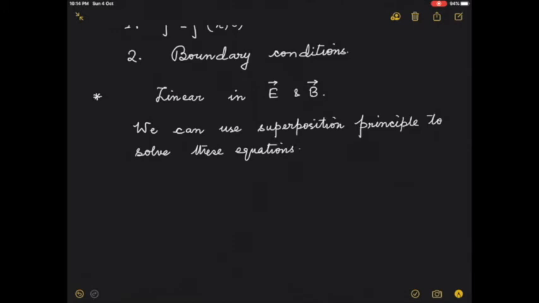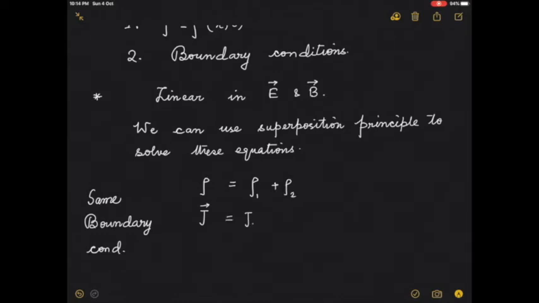What do I mean by that? Well, if I have the same boundary conditions, and say I solve, so I have rho and j given to me, and I write rho equals some rho 1 plus rho 2, and say j equals some j1 plus j2. Okay.